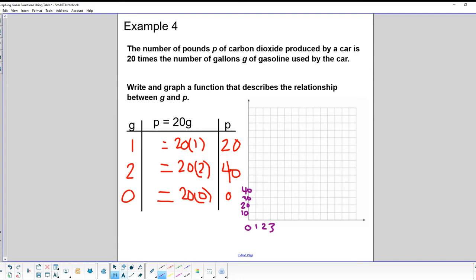Okay, let's go ahead and graph our points. So when we do that, let's start with the 0, 0: 0 gallons, 0 pounds. 1 gallon, 20 pounds. 2 gallons, 40 pounds. And you can start to see the line take shape there. So we'll grab our line tool, come up through there. It's going to look something like that. And you can actually use this line to predict how many pounds you'd get out of an alternate amount of gallons in your examples.